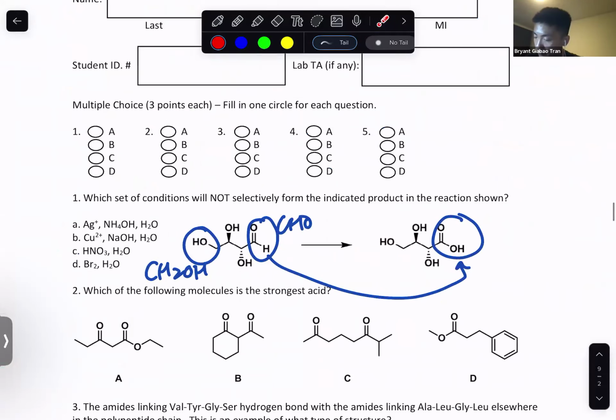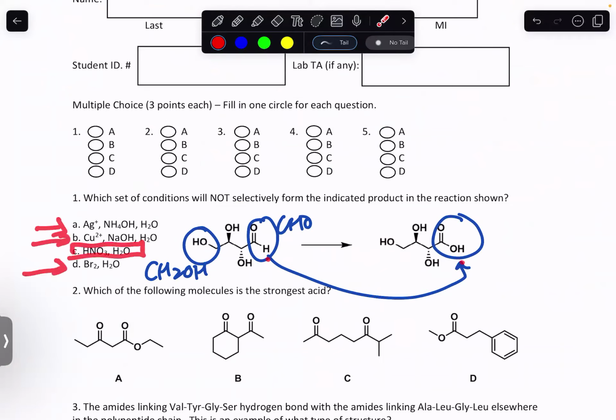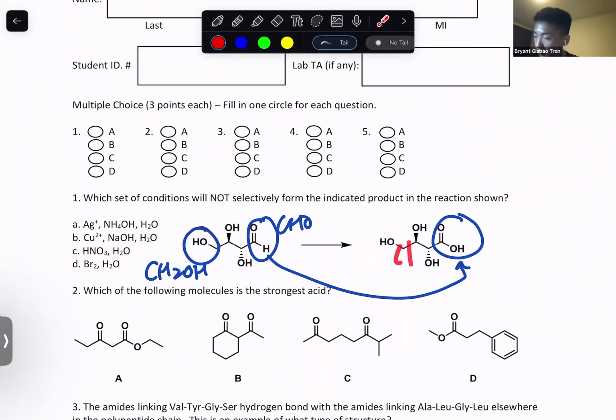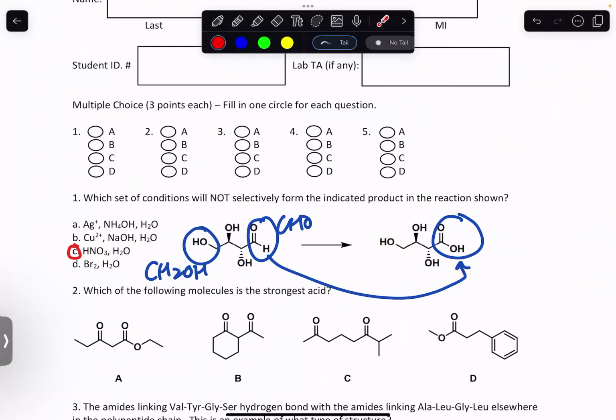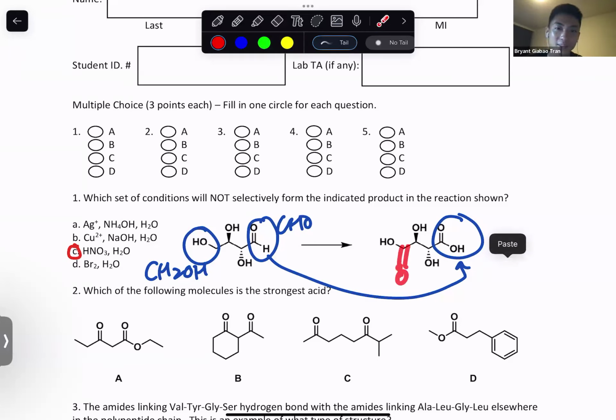So for this question here, we are only oxidizing the aldehyde to the carboxylic acid, which we said A, B, and D could do. But C would also oxidize this primary alcohol, the CH2OH, into the carboxylic acid, right? So C is the answer here, because C would not give this product. It creates a carboxylic acid on this alcohol end as well. Yeah, the primary alcohol. Okay. Got it.